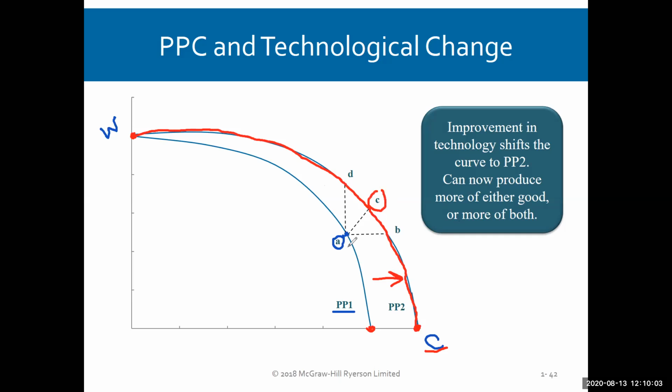And point C has a little bit more car production as measured on the car axis, and it has a little bit more wheat production as measured over here on the wheat axis. So the conclusion is that improvement in technology favoring car production shifts the curve to PP2. But now you can produce more of either good, more of both, or more of one or the other, because the technology has allowed that curve to pivot outwards.